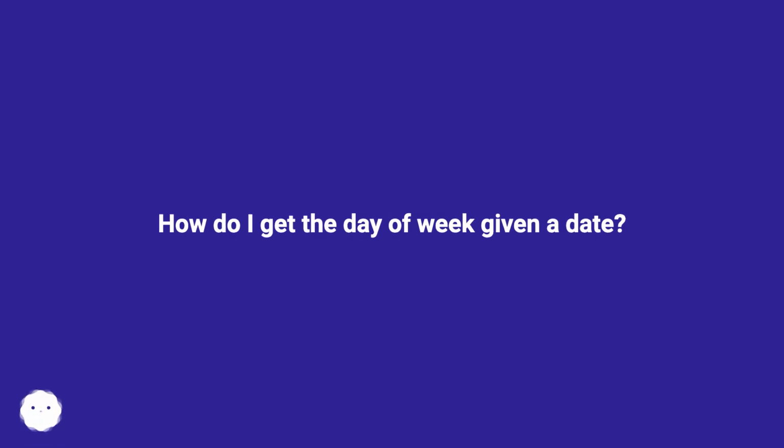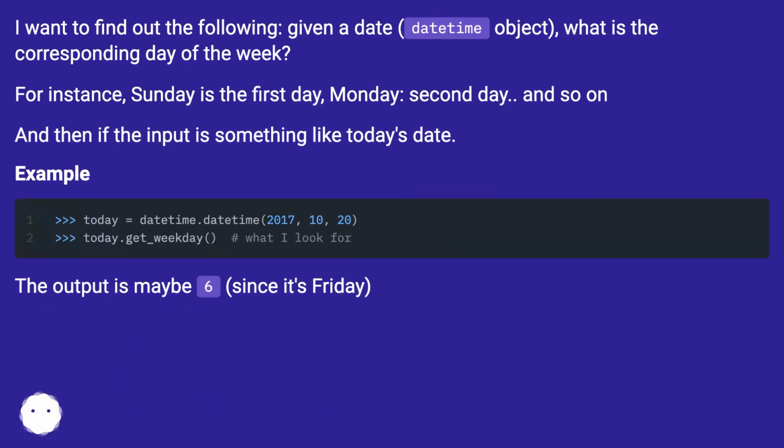How do I get the day of week given a date? I want to find out the following. Given a date, datetime object, what is the corresponding day of the week? For instance, Sunday is the first day, Monday, second day, and so on. And then if the input is something like today's date.